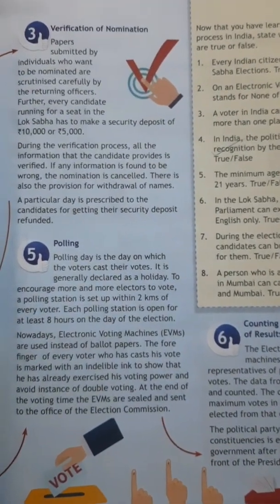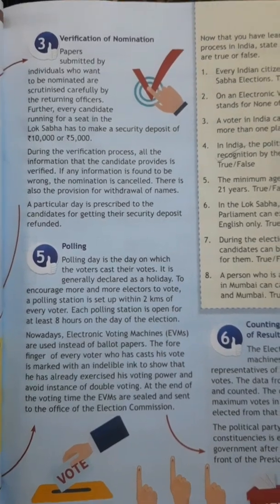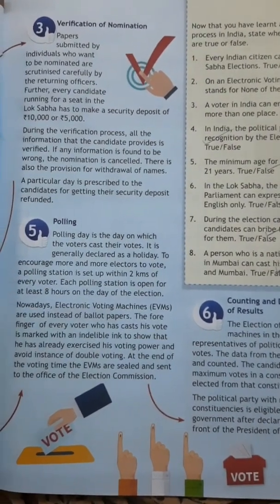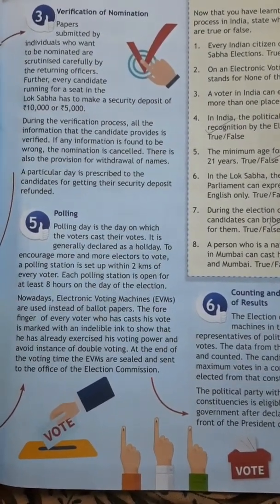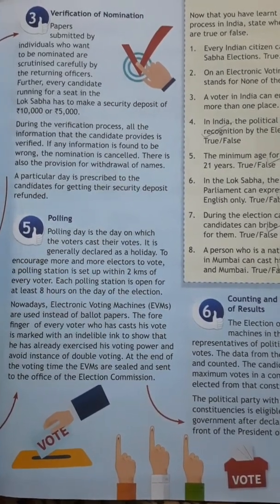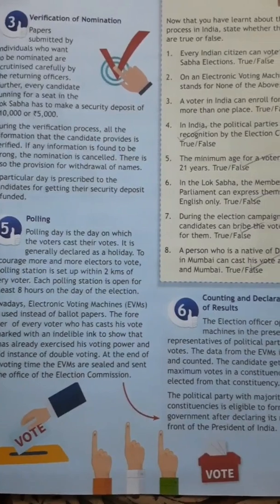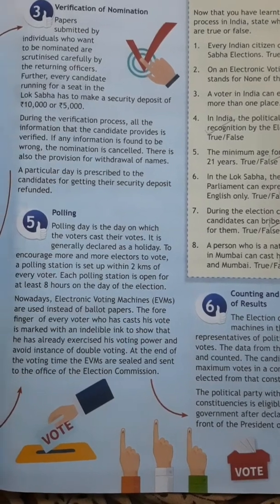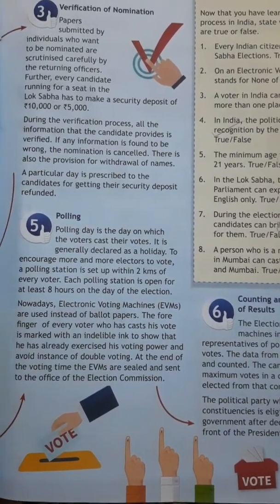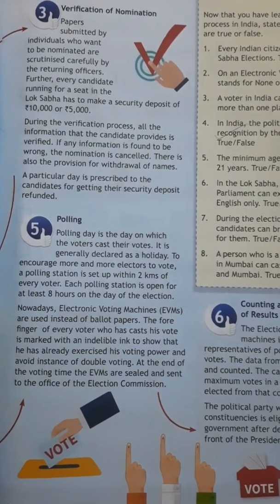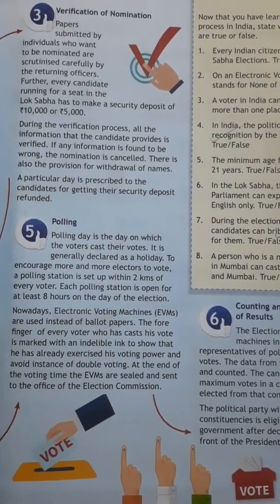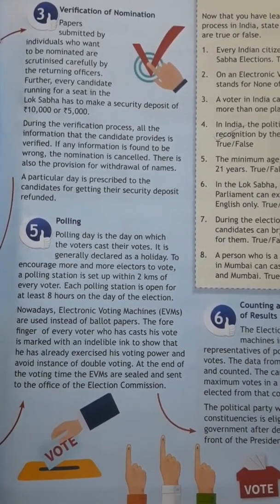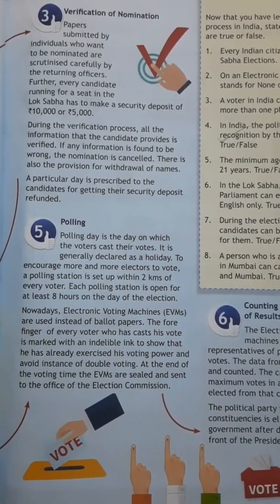Verification of nomination. The papers submitted by the individuals who want to be nominated are scrutinized carefully by the returning officers. Further, every candidate running for a seat in the Lok Sabha has to make a security deposit of 10,000 or 5,000. During the verification process, all the information that the candidate provides is verified. If any information is found to be wrong, the nomination is cancelled. There is also the provision for withdrawal of names. A particular day is prescribed to the candidates for getting their security deposit refunded.